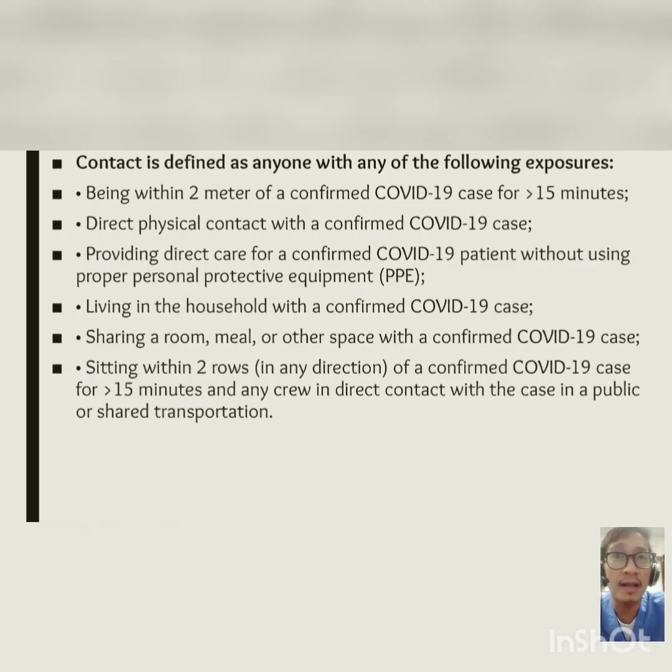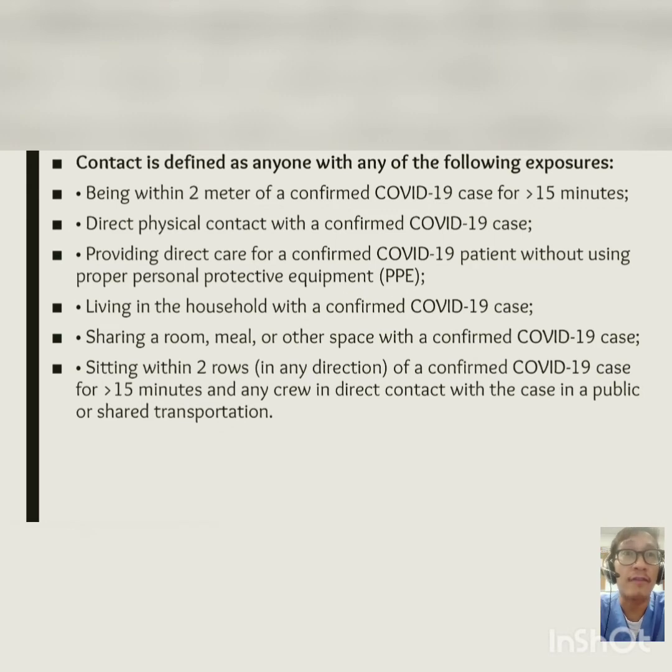On our second case definition of COVID-19, it is mentioned there as part of its criteria that the patient had contact with a confirmed COVID-19 case. Now, how do we define contact? It is anyone with any of the following exposure. First is being within 2 meters of a confirmed COVID-19 case for greater than 15 minutes. Second, direct physical contact with a confirmed COVID-19 case.